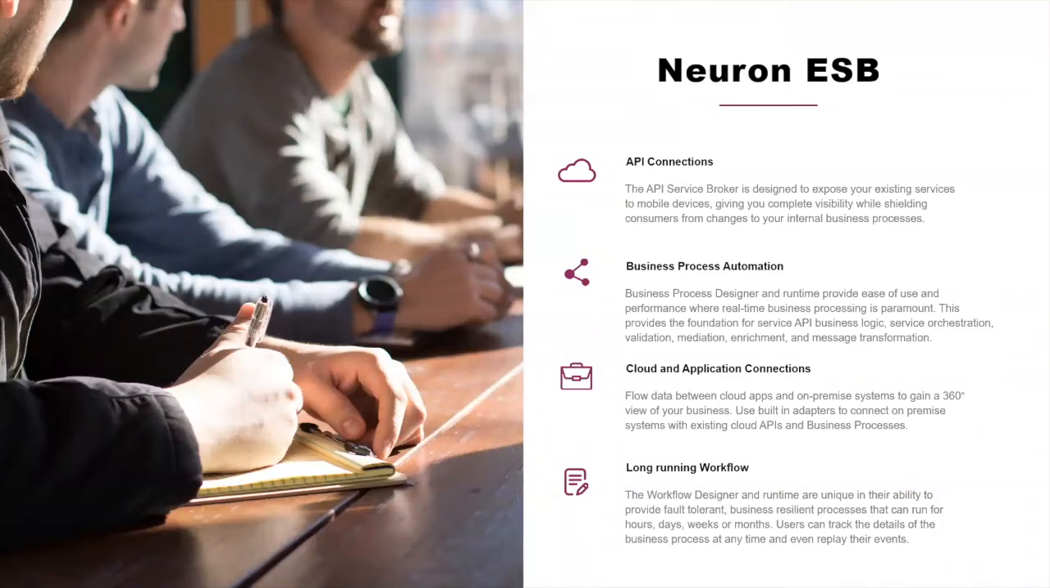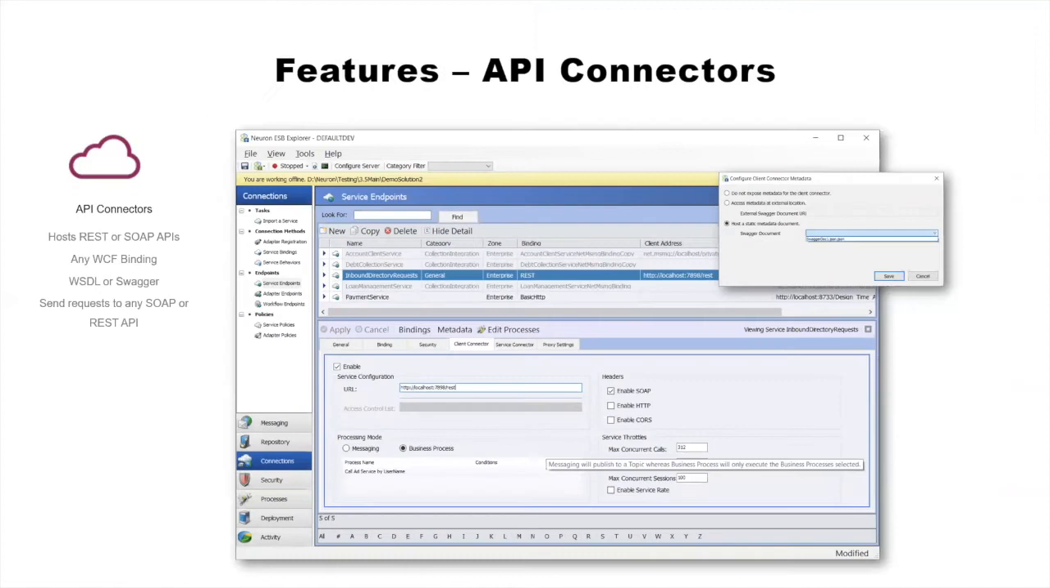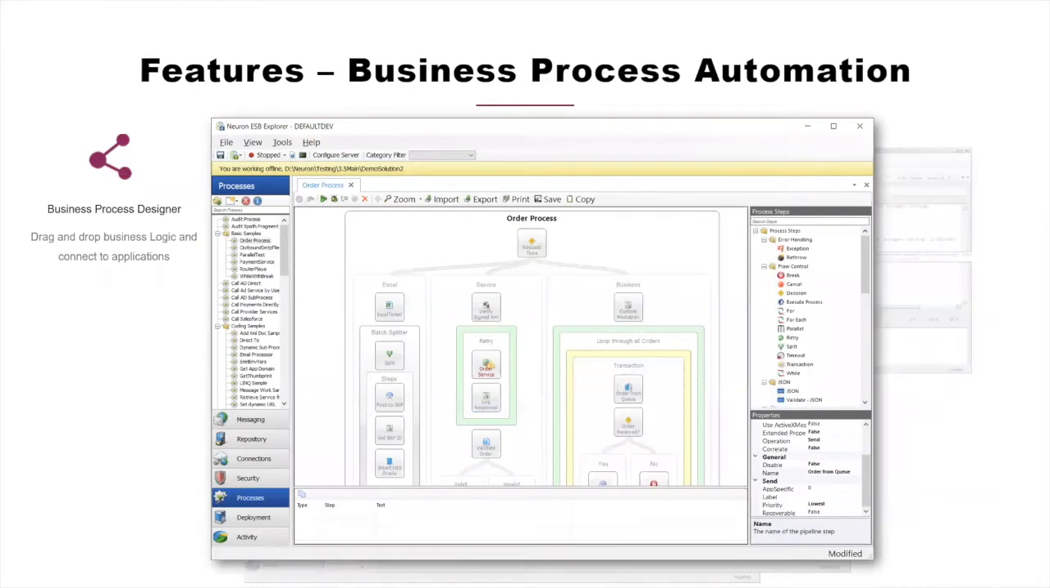Neuron ESB today provides API connections for customers, business process automation, cloud and application connectors, as well as long-running workflow and messaging systems. If you look at what Neuron ESB delivers today, there's a suite of adapters and connectors that tie to various systems. If it's a database, an application, or a protocol, typically we have it. And the fun part is you can build these adapters yourself in a matter of hours. Neuron also has API connectors where we can host an API, you can create it on the fly within Neuron, or you can call out to APIs that exist, supporting anything from REST and SOAP.